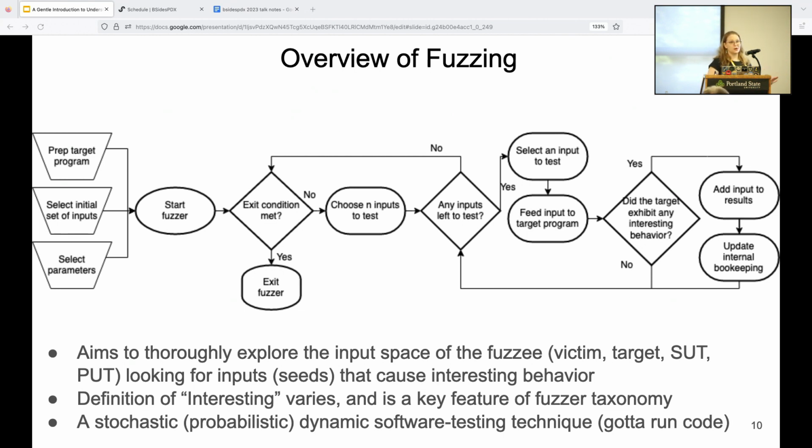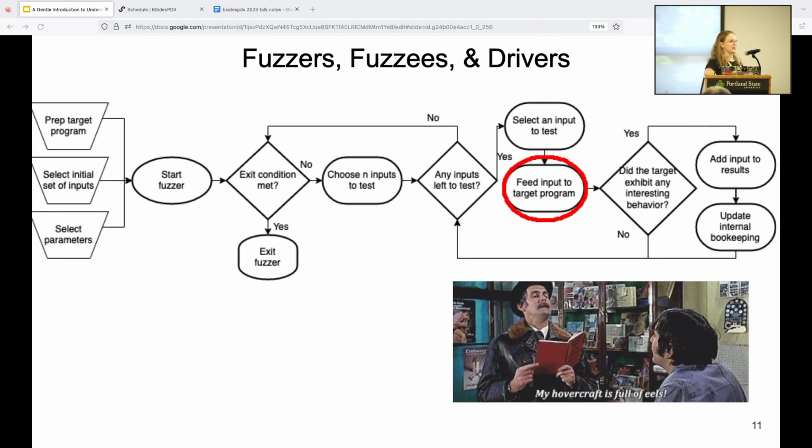If you want to get into the bar fight about whether symbolic execution is a subset of fuzzing or fuzzing is a subset of symbolic execution, the bar is two blocks that way. I'm going to stay out of that fight.